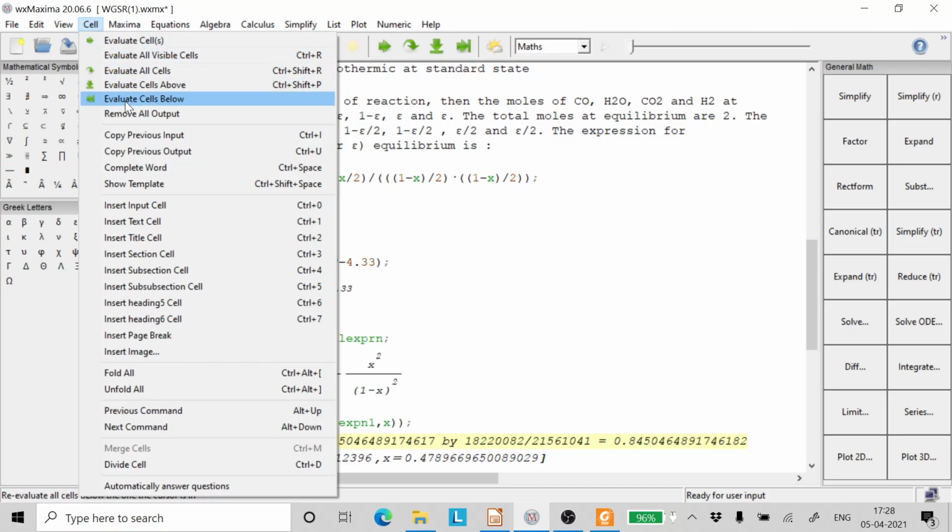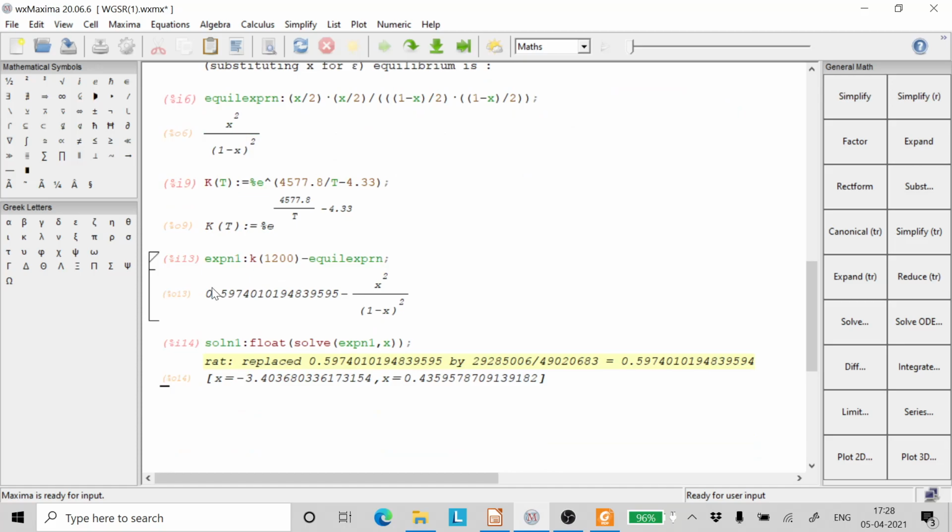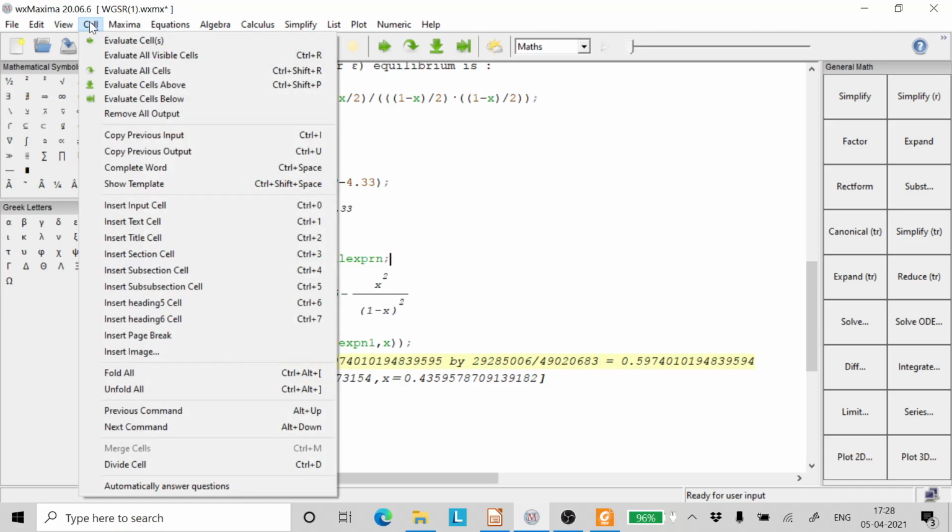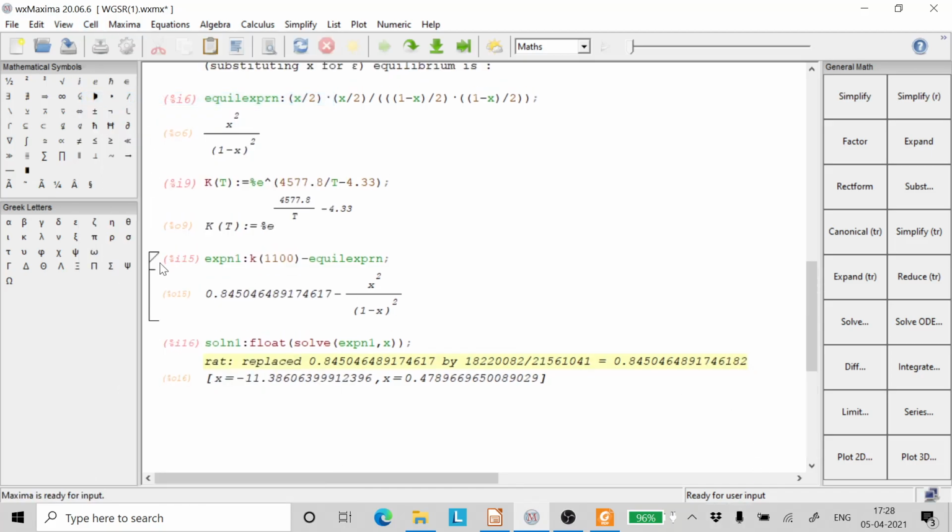Now the value for 1200 would go up. Come here and go to cells, evaluate cells below. Now it will recalculate for 1200 and give you the value. It is 0.43. Mind you, it was 0.47 initially. Let's do the demonstration once again. 1100, cells, evaluate cells below, and for 1100 you have 0.4789. That should be 0.48 or 48% conversion.